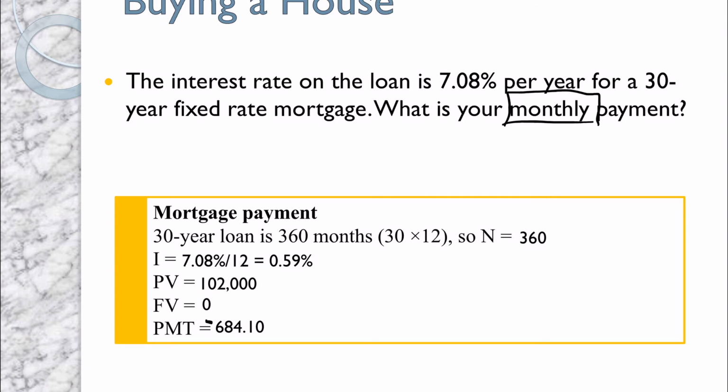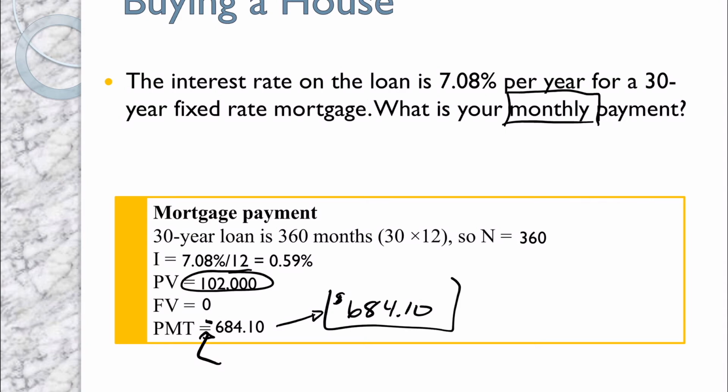Why is it negative? This is just showcasing that this would be a cash outflow, and this positive 102 is a cash inflow in which I'm receiving. So when you would submit your answers on your quiz, the quiz answer would be a positive $684.10. That is the amount of my payment. I would make that payment each month for the next 360 months, 30 years, and I'd pay off that $102,000 balance of which I am borrowing.